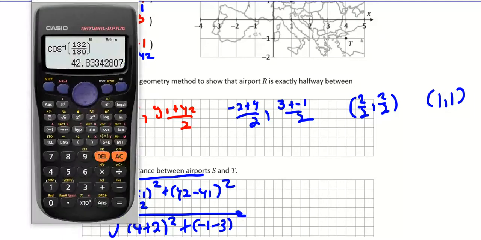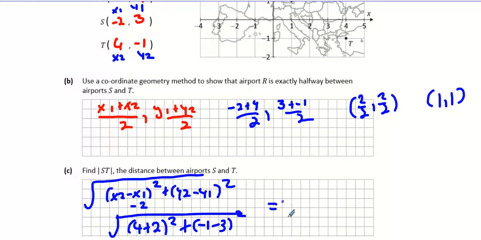Put all that into the calculator. It should come out as root 52, but we'll do it the long way. 4 plus 2 squared plus minus 1 minus 3 squared. That gives 2 root 13, which is root 52. Yep, 2 root 13 or 7.2. To 2 decimal places, 7.21. Okay, that's C done.